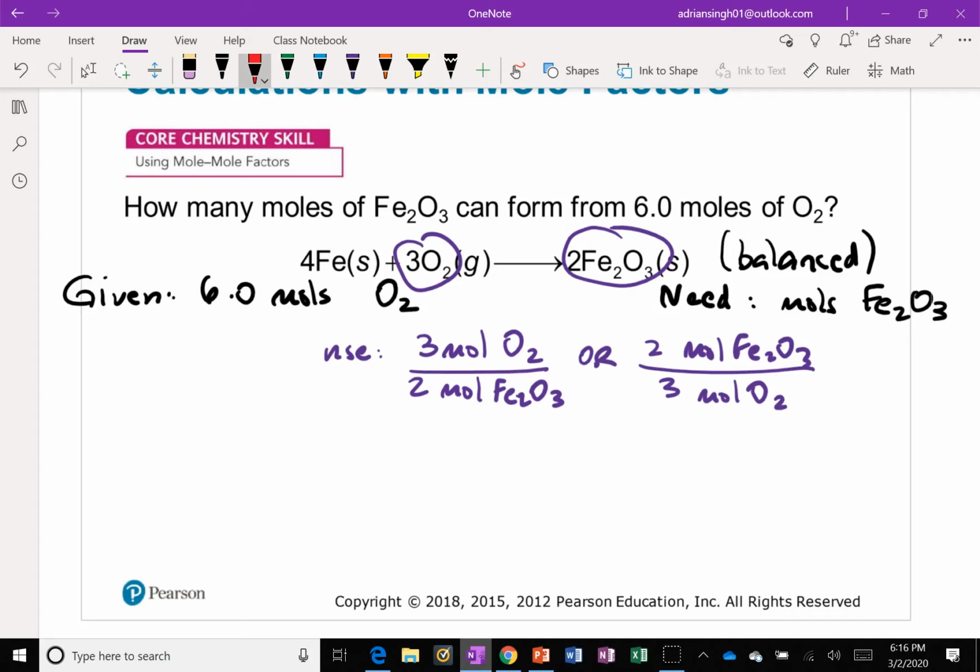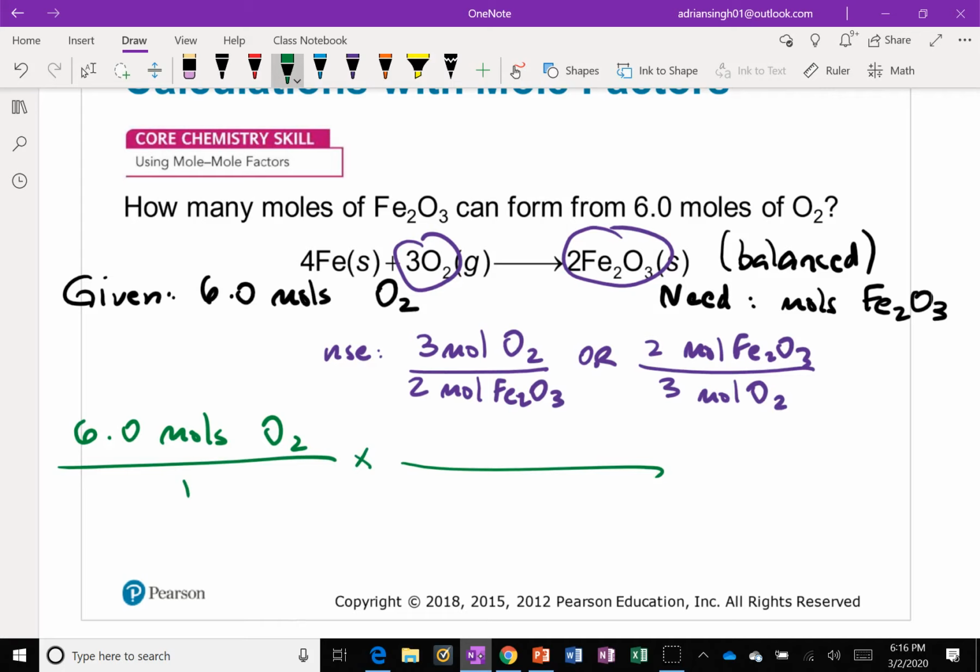So we use those two relationships, because they relate the two things that were given, the O2, to the thing that we want, the Fe2O3. Right? That's the mole-to-mole, coefficient-to-coefficient ratio from the balanced equation. So then we can go ahead and set this up. We start with what's given, 6 moles of O2.